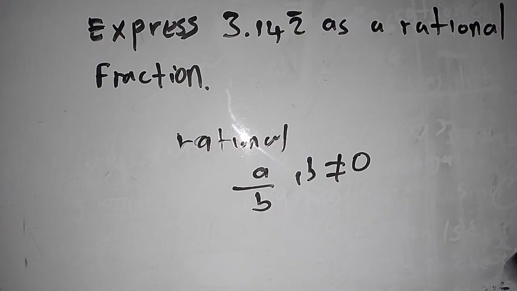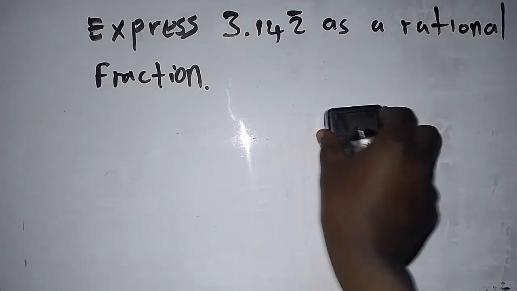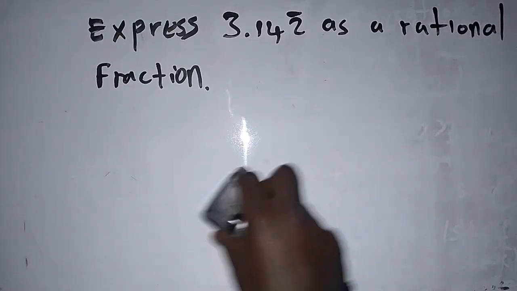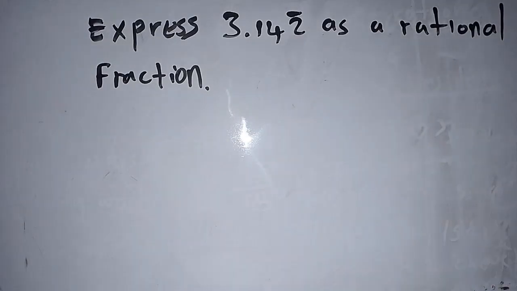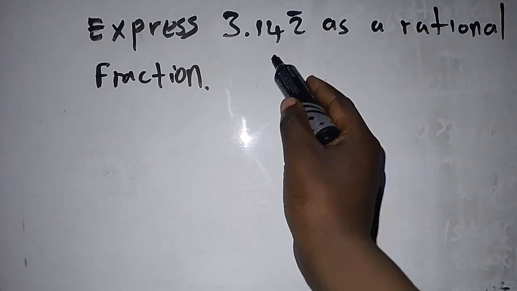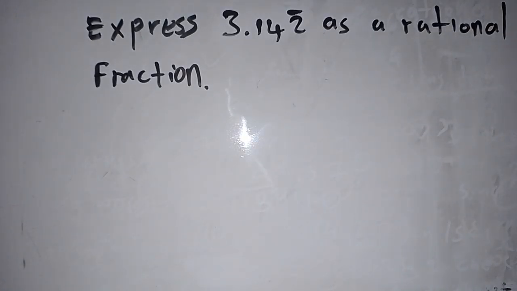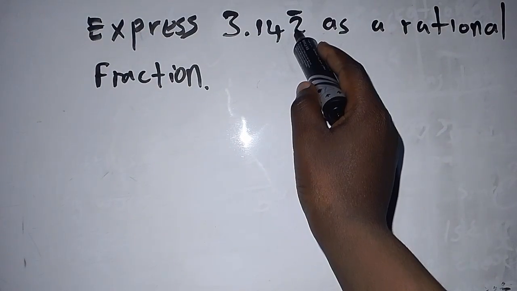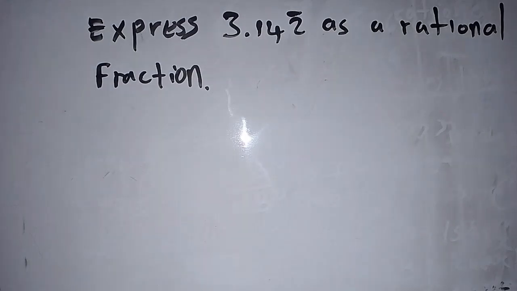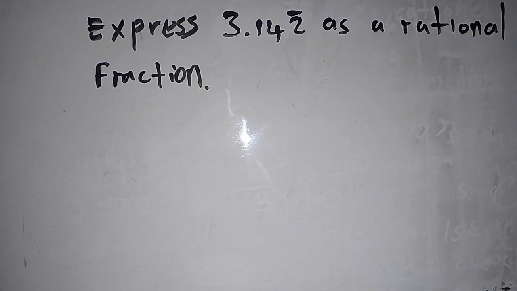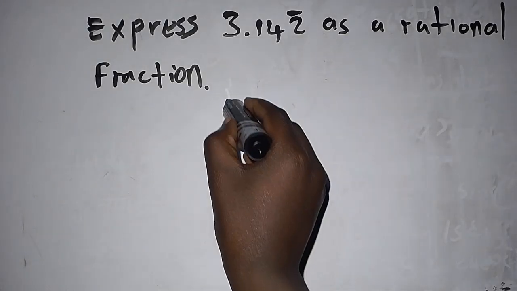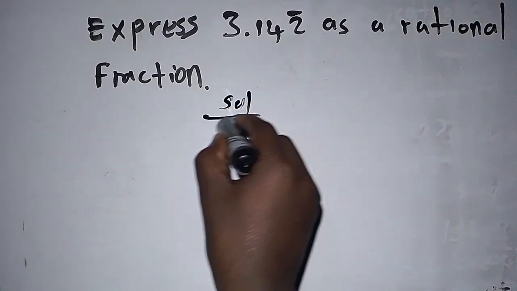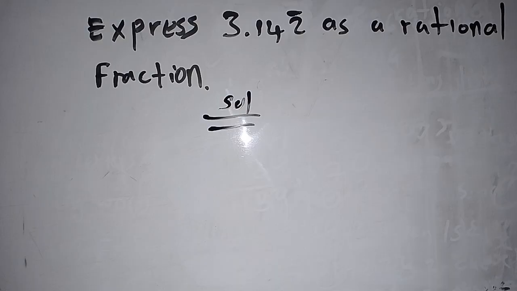Sometimes you may find that some rational fractions are repeating. A good example is the decimal fraction which has been given, 3.142 bar. What can we do to express this number as a rational fraction? Pause the video, try to solve it, then compare with my solution.